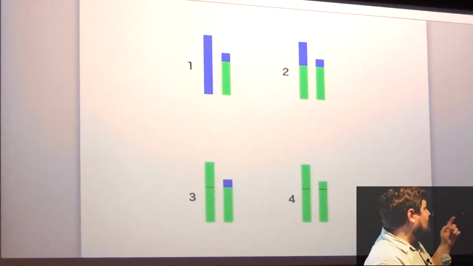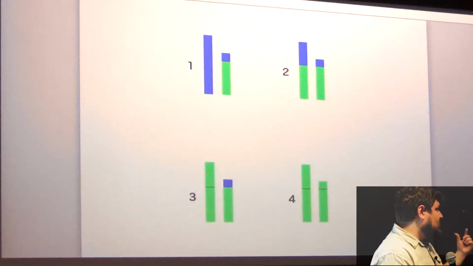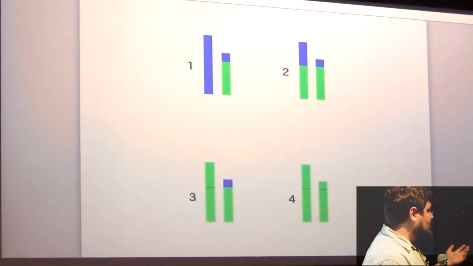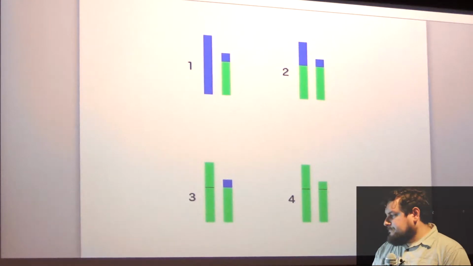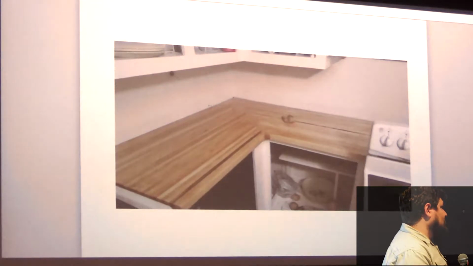You cut 4 feet off the 5-foot board, then 4 feet off the 7-foot board, leaving you with a 3-foot piece and a 1-foot piece, which is exactly what you need. So if we look at the countertop, though, it's a little bit of a different story.